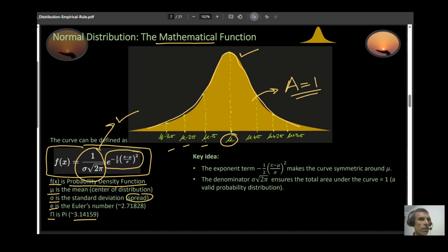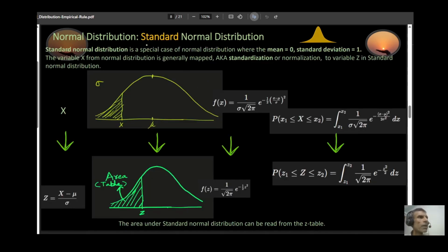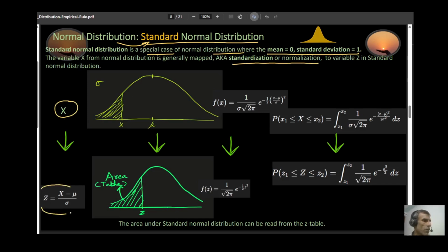Now I'm going to be talking about the standard normal distribution. Standard normal distribution is a special case of your normal distribution where your mean is equal to 0 and your standard deviation is equal to 1. Any normal distribution can be converted into a standard normal distribution. This process is called standardization or normalization. So let's say you have a variable x in your normal distribution. You can convert that into a standard normal distribution using this expression right here.